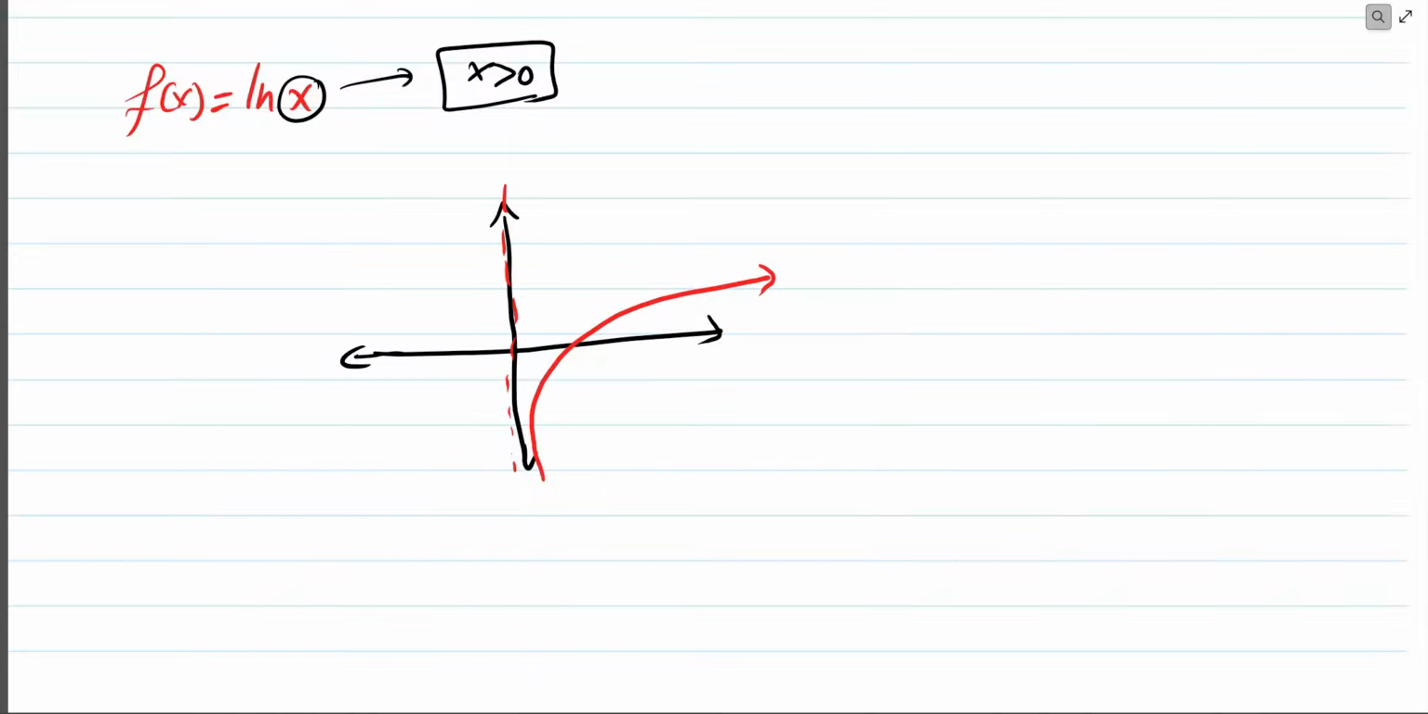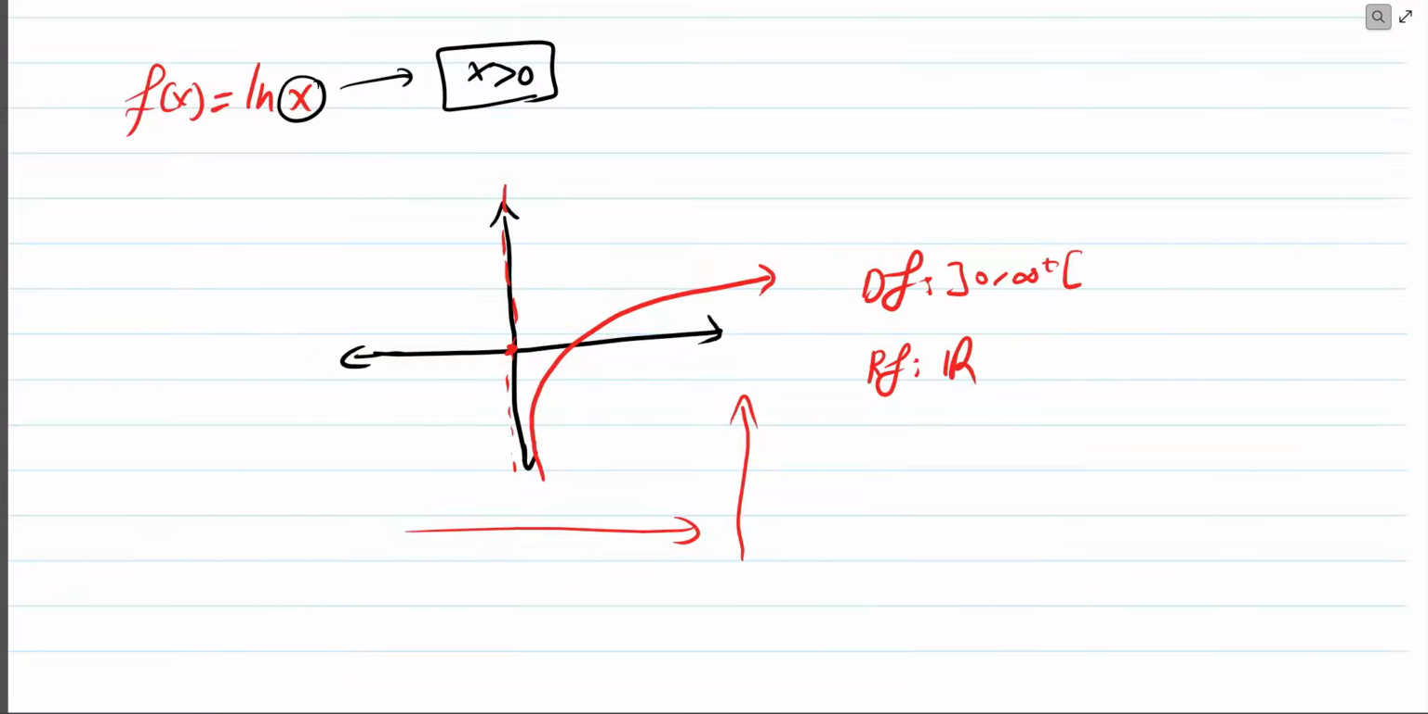So the domain here is starting from 0, domain meaning horizontally, starting from 0 but not including 0, till infinity. And how about the range? The range, from down to up, is all real numbers. Exactly, the domain and range of this function are opposite to the exponential, because ln of x is the inverse of e power x. Same as exponential and logarithm.